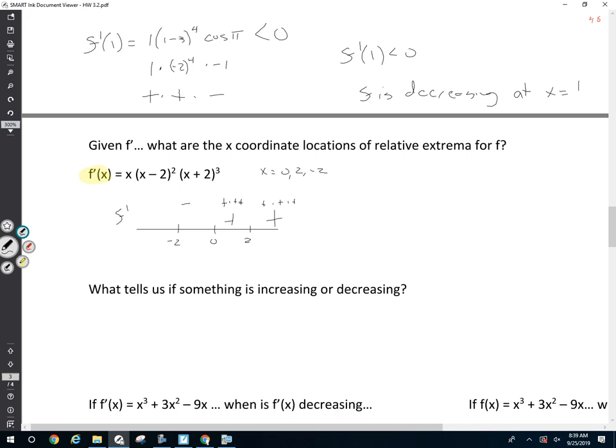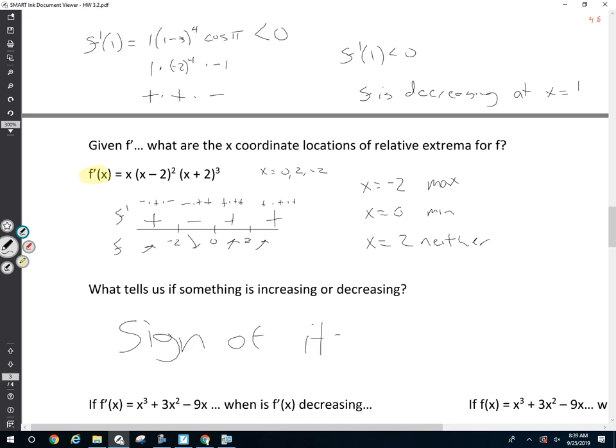Negative 1, negative, positive, negative 1 plus 2 is a positive, cubed positive. It's a negative. And then negative 3, negative, middle is always positive. Negative 1 cubed, negative. That's a positive. So f is going up, down, up, up. X equals negative 2 is a max. X equals 0 is a min. X equals 2 is neither. What tells us if something is increasing or decreasing? The sign of its derivative.